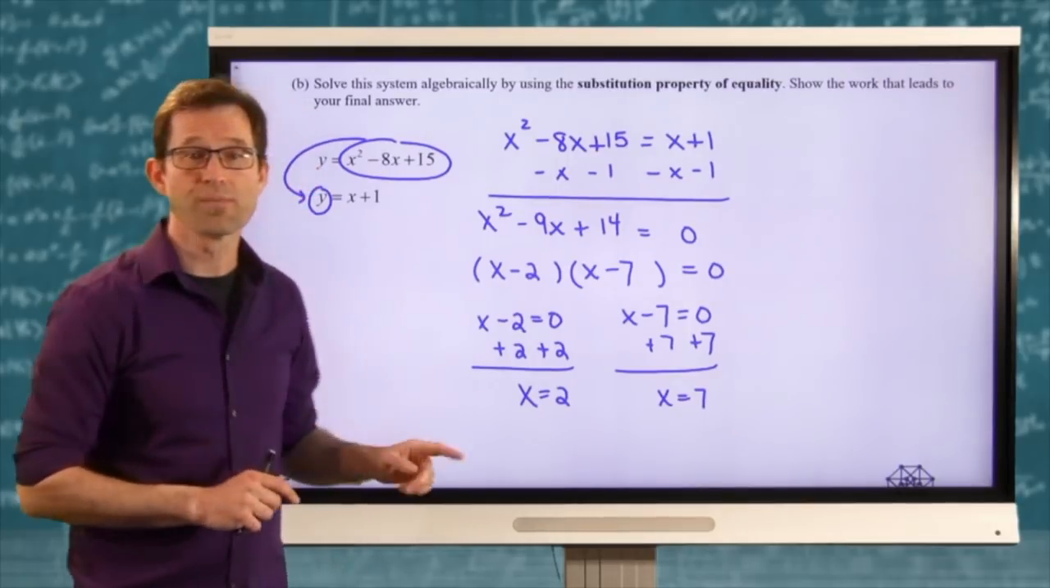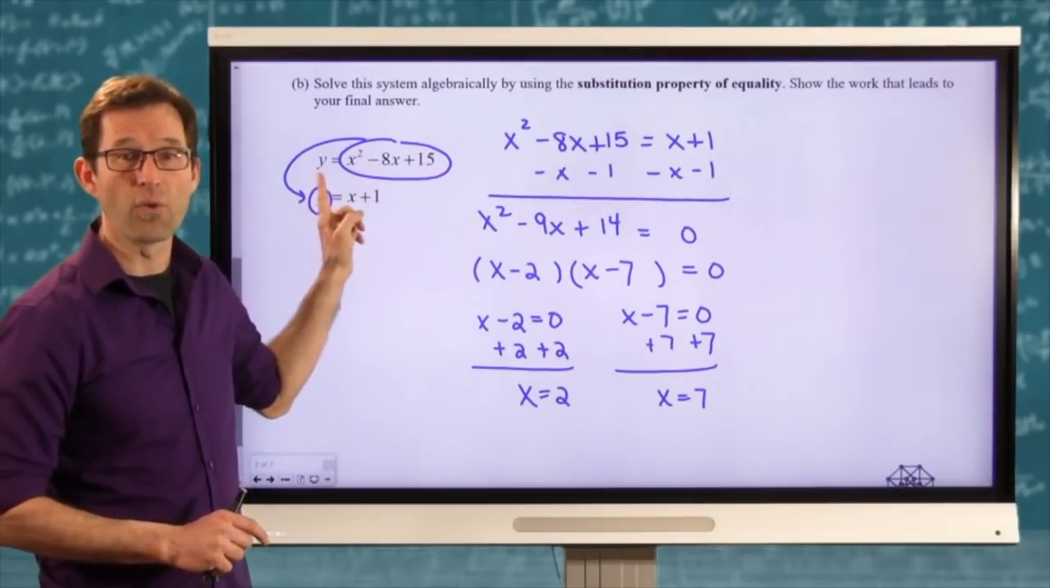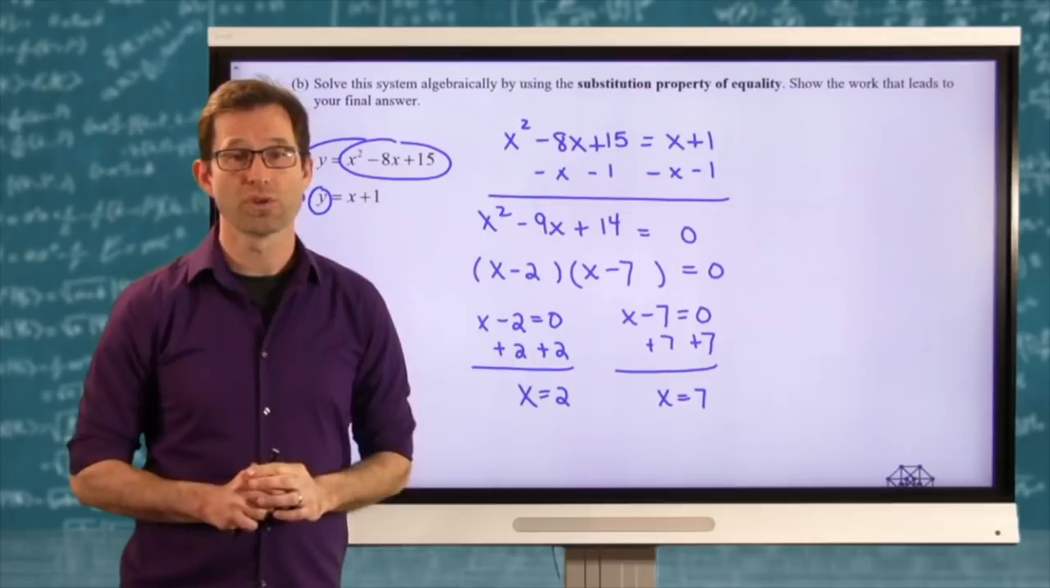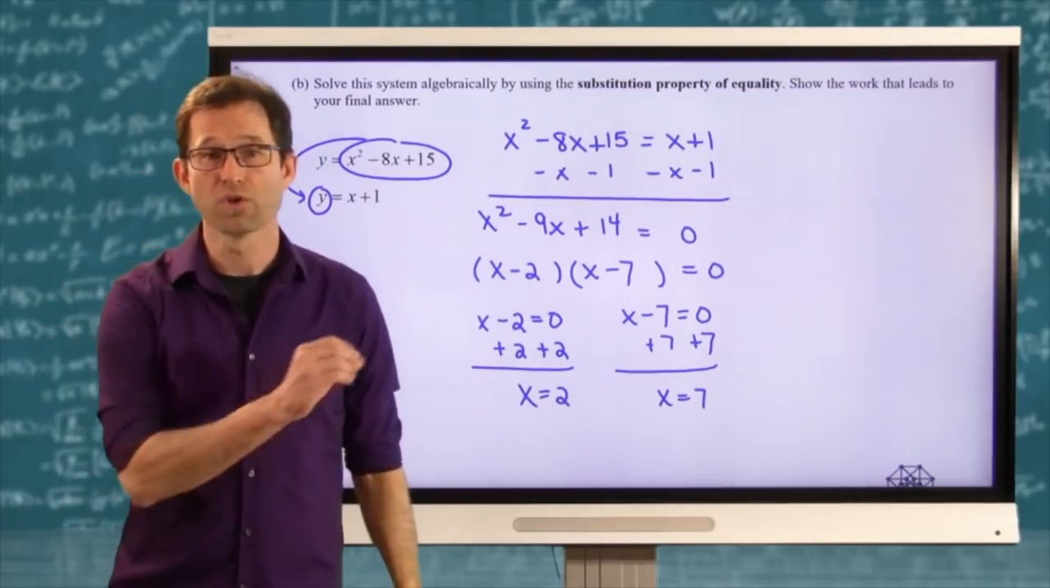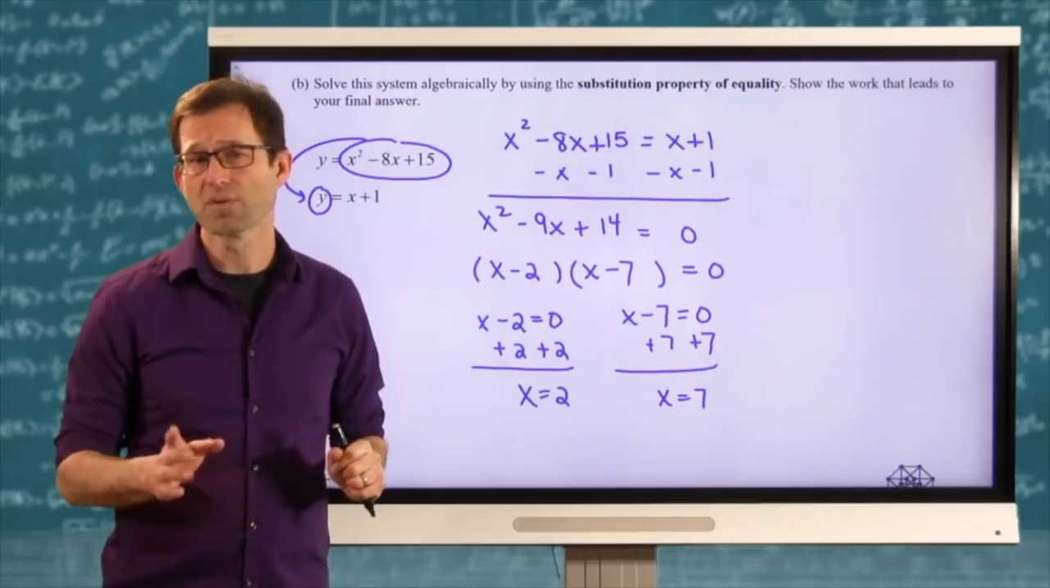Now we have two choices. We can take these x coordinates and plug them up into this equation to get the y's, or we could plug them into this equation and it shouldn't matter which. In fact, if it does matter which equation we plug them into, then these aren't the right values. So it's a good check.